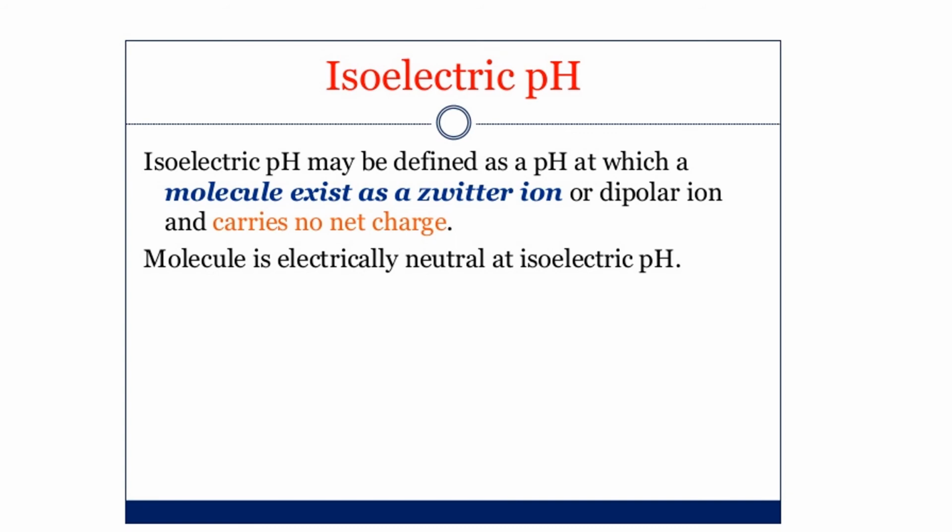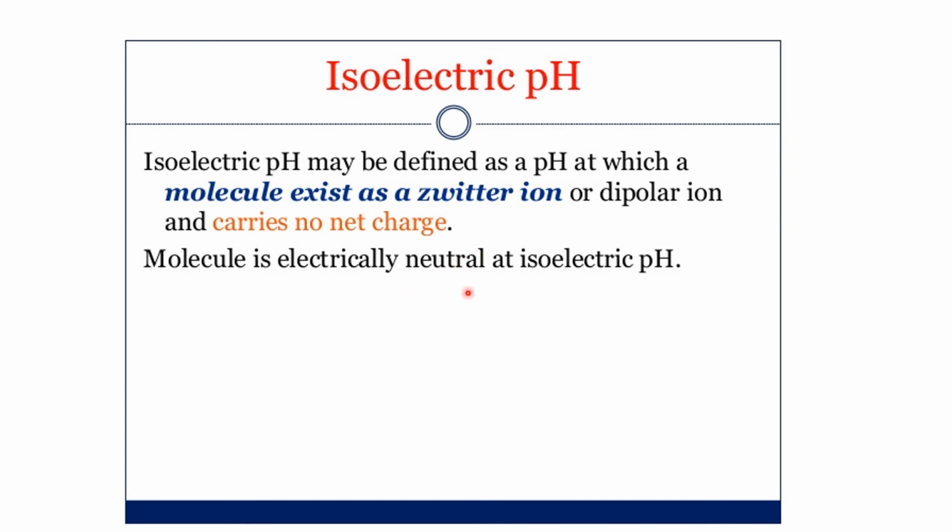Okay, now what is the next slide? Next is, what is isoelectric pH? Isoelectric pH is the pH at which a molecule exists as a Zwitter ion or dipolar ion and carries no net charge. Here the net charge is 0 at isoelectric pH. In the Zwitter ionic form, the net charge is 0 because they have both positive as well as negative charge.